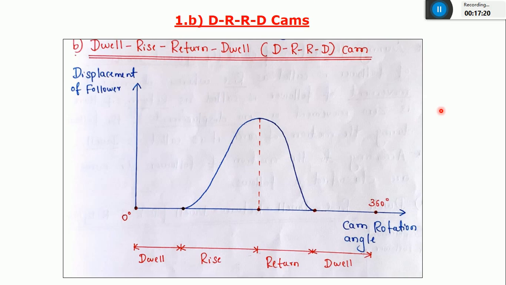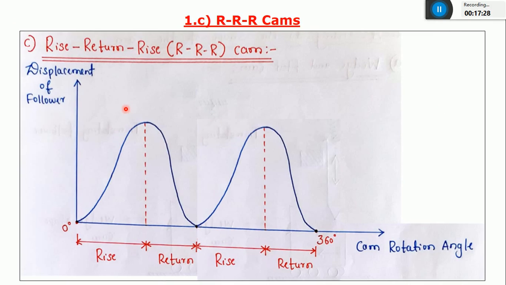And if this is clear, I'll go to the last one. That is nothing but the rise, return, and rise cam. Okay. Again, I'll take the same displacement diagram. Along the x-axis, I'm going to plot the cam rotation angle from 0 to 360, and along the y-axis, I'm going to plot the displacement of the follower, the distance traveled by the follower.